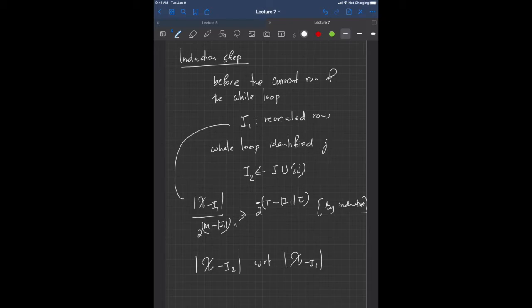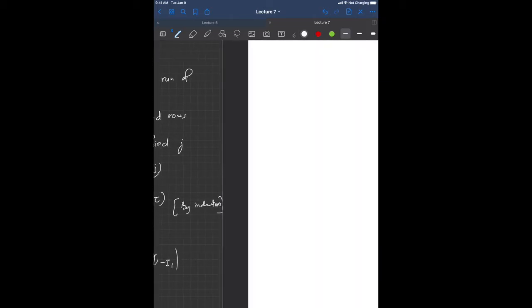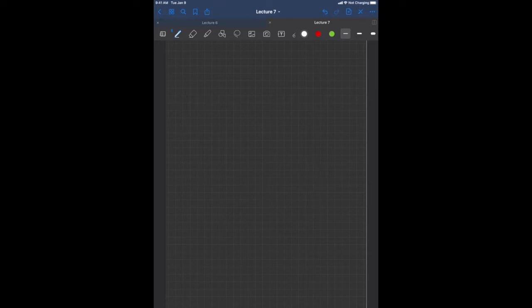If we have to somehow use the invariant, then we have to find a relation between x minus I1 and x minus I2, and then we can maybe plug in something from the invariant for the last step. So here is what is important. We know that I1, j was a revealed row. So what does it mean?